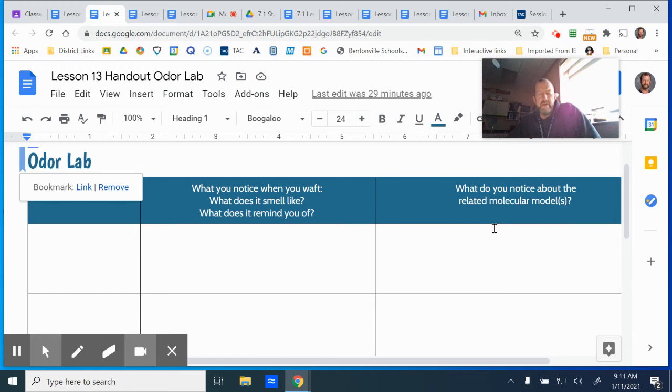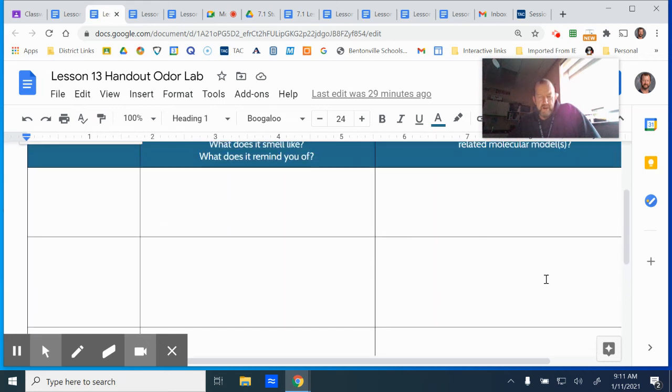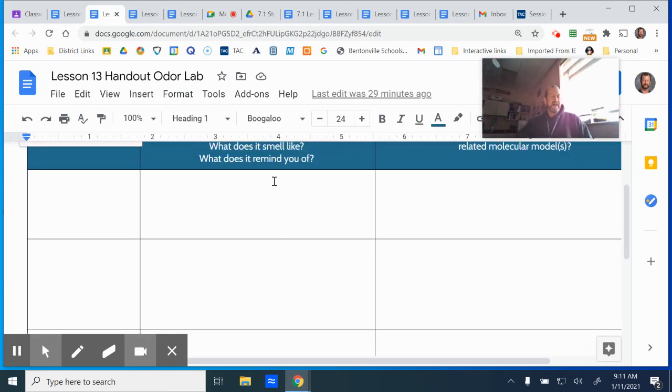Write down what you notice about the molecules. You've kind of already done something like this already. This is where I really wish you guys were here because I'll have all these in a test tube. But you're not here, so we have to make the best we can with things you have around your house.